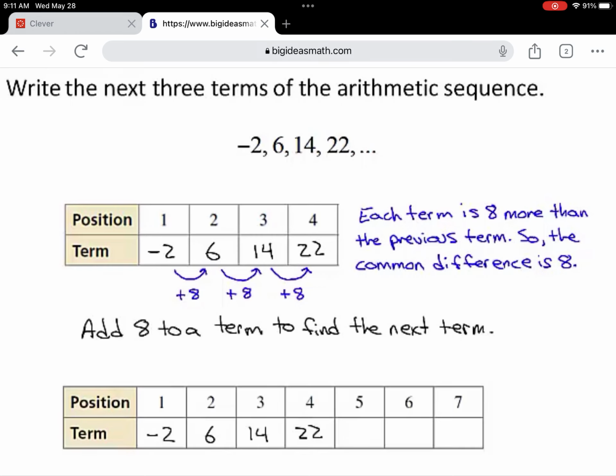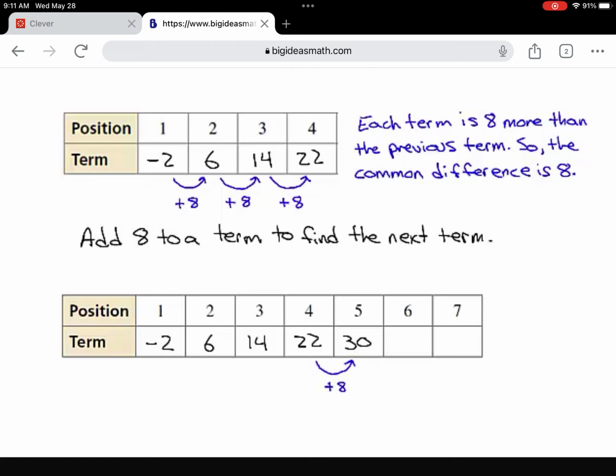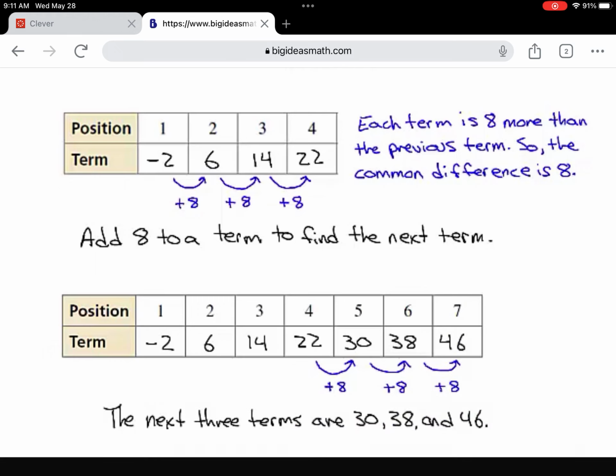To find the fifth term, add 8 to 22. 22 plus 8 is 30. To find the sixth term, add 8 to 30. 30 plus 8 is 38. And to find the seventh term, add 8 to 38. 38 plus 8 is 46. So the next three terms are 30, 38, and 46.